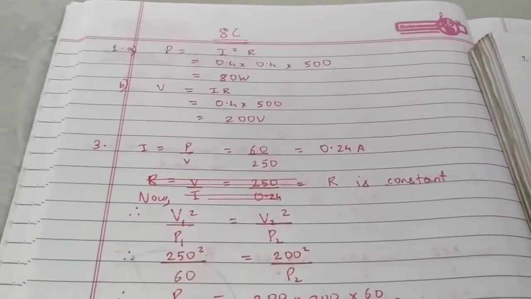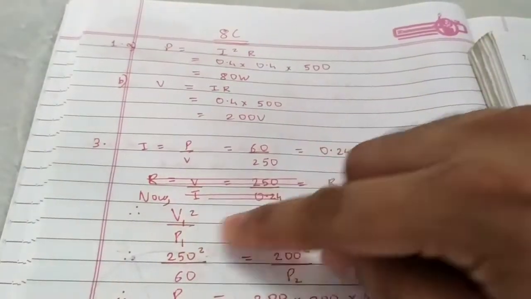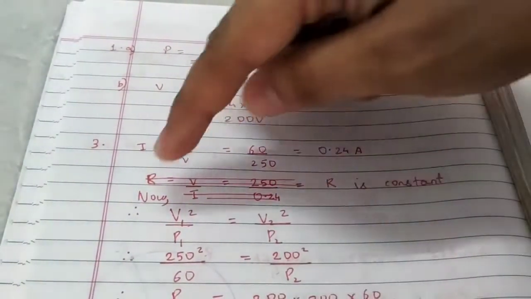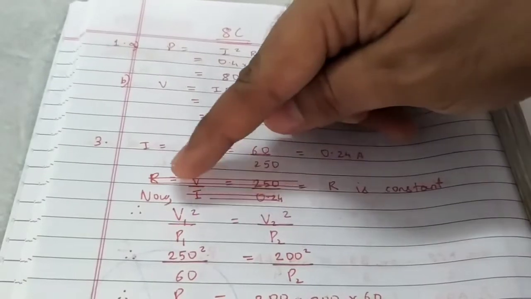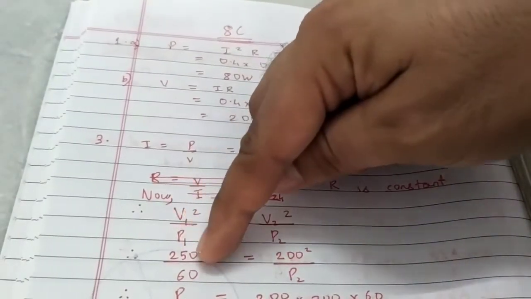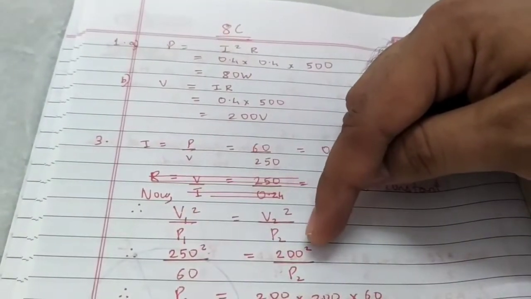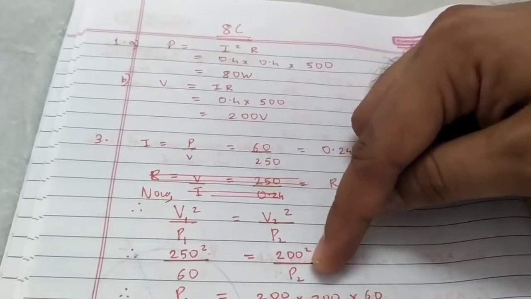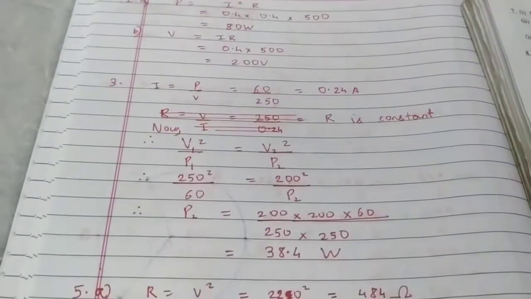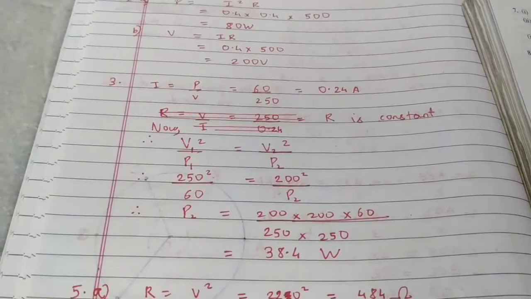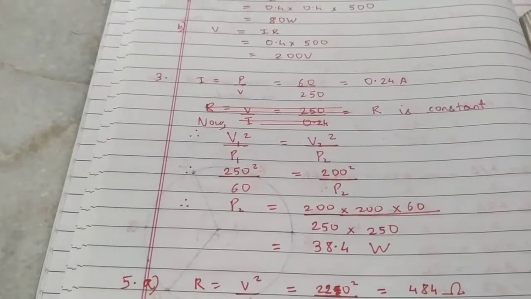So, keeping R as constant, we get V square upon P is equal to V square upon P. This is initially and this is finally. Initially the voltage was 250 and the power was 60. And now the question is that if the voltage is 200, what is the new power consumed? So we cross multiply and get the answer as 38.4 watt. Note in sum number 3, the power dropped to just 38.4 watt.